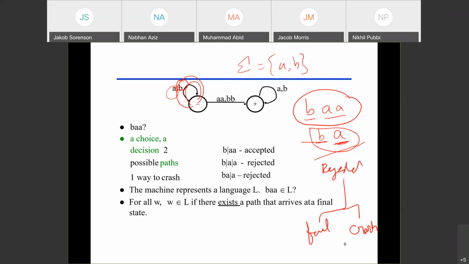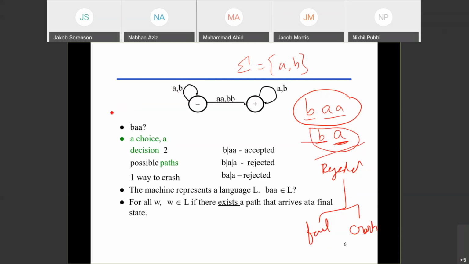Now I give you another example, of crash. Let's say you pass the word BAA as one input. Now let's say you are at the start state. Does any outgoing edge handle this? Cannot, because the machine does not have any label which directly handles BAA. So in this case, you pass a word, but the machine does not handle that. So this word will be rejected, but this will be a crash.